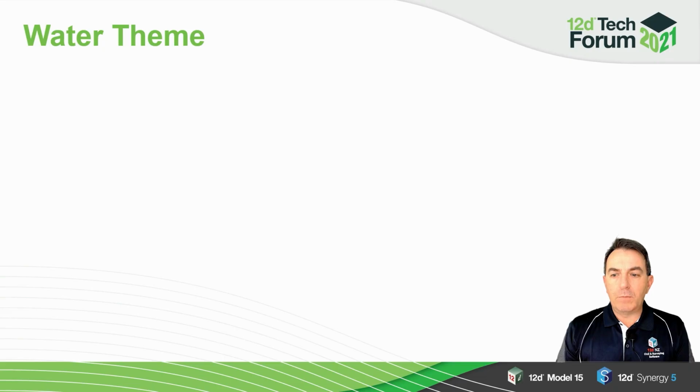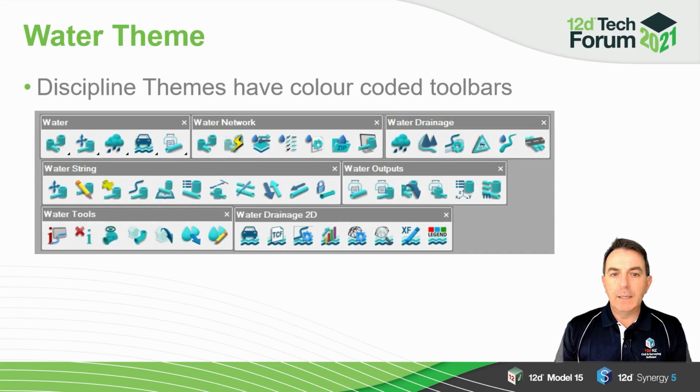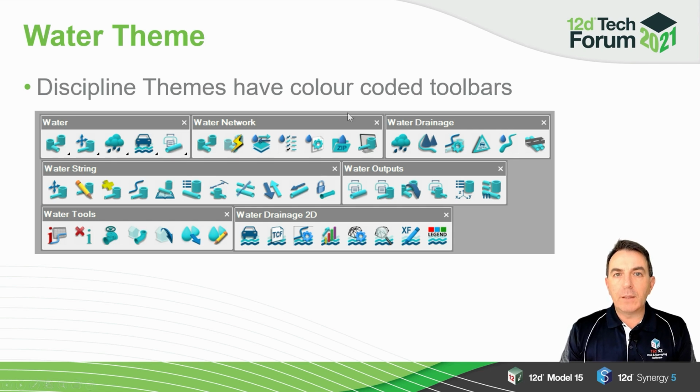Now a little bit more familiar to, I guess, what you might consider the concept of themes to be. All the discipline themes have color-coded toolbars, and the idea behind this is if you use toolbars, which many people do, if they have a specific color coding for the discipline that you're working on, it just makes it easier to navigate and easier to find those items as you're working within 12D Model.